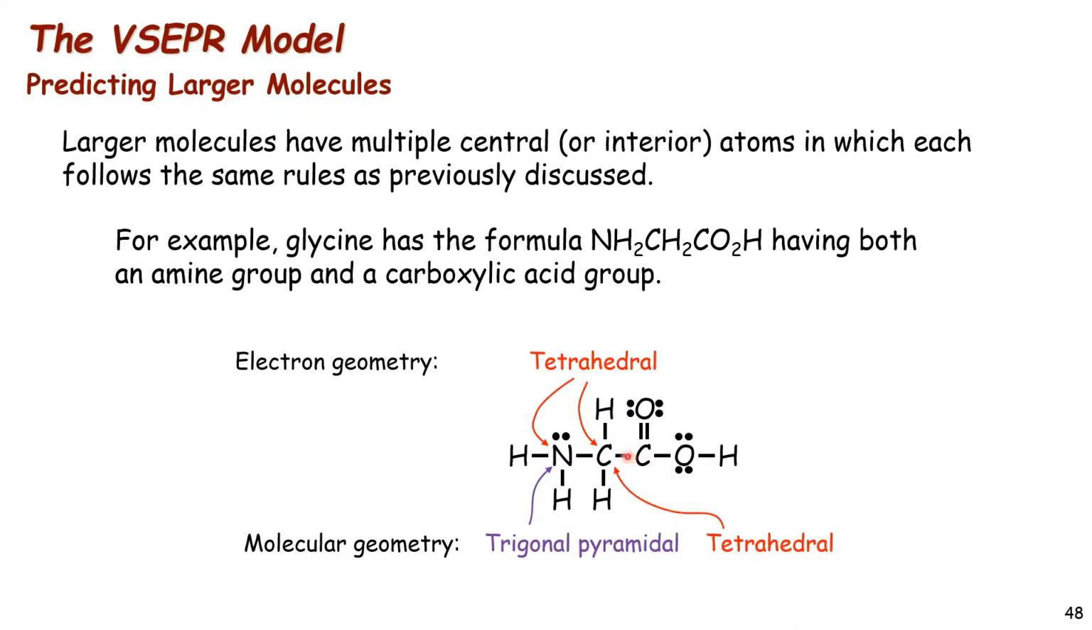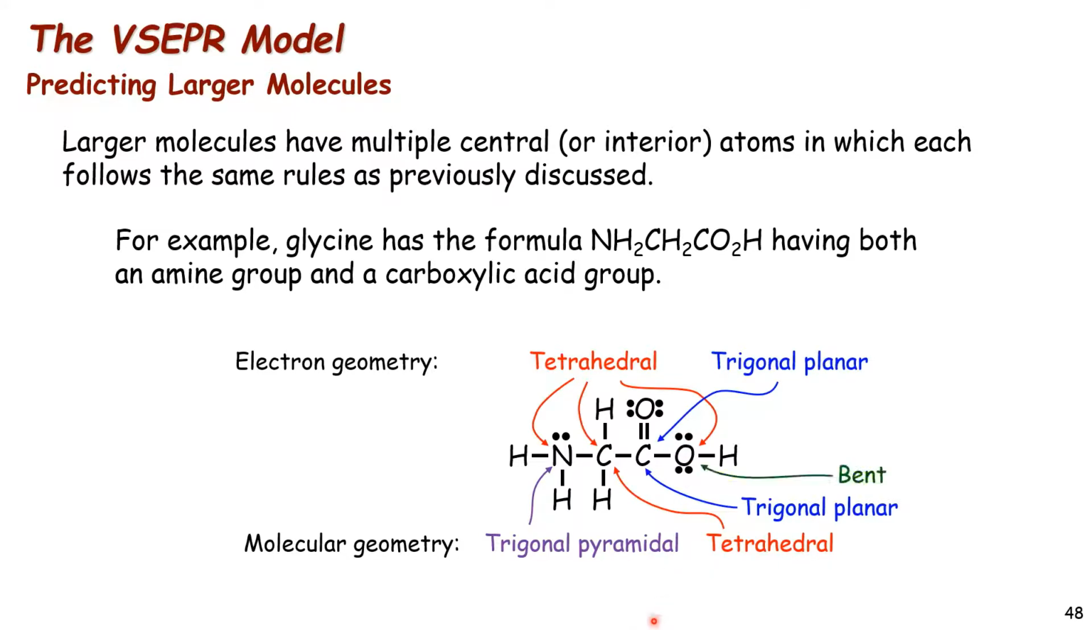This carbon has 1, 2, 3 regions of electron density. That means it has a trigonal planar standard geometry. And again, since there's no lone pairs, it has a molecular geometry of trigonal planar. This oxygen has 1, 2, 3, 4 regions of electron density around it. So it is tetrahedral, but 2 of them are lone pairs. So that means its molecular geometry is bent. So it's easy to assign the electron geometries and molecular geometries for each of the central atoms.